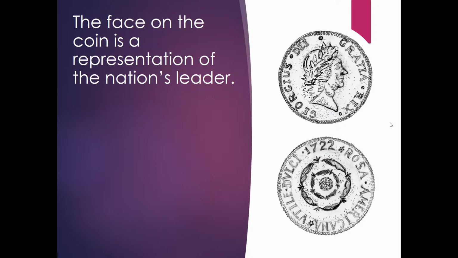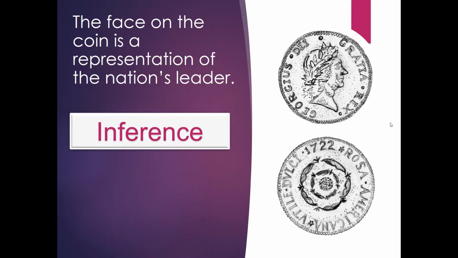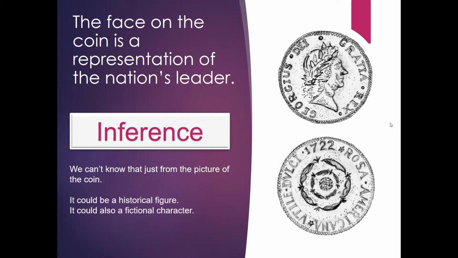The face on the coin is a representation of the nation's leader. Observation or inference? All right, this is an inference. We don't know if that's the leader, right? From that picture, we have no clue. Just because we put leaders of our country on our coins in the United States doesn't mean other countries do. We have no clue who that is. It might be a god. It could be a fictional character. So we can't prove that either. So once again, it's an inference.